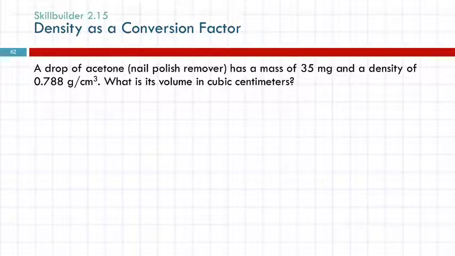A drop of acetone, nail polish remover, has a mass of 35 milligrams and a density of 0.788 grams per cubic centimeter. What is its volume in cubic centimeters?